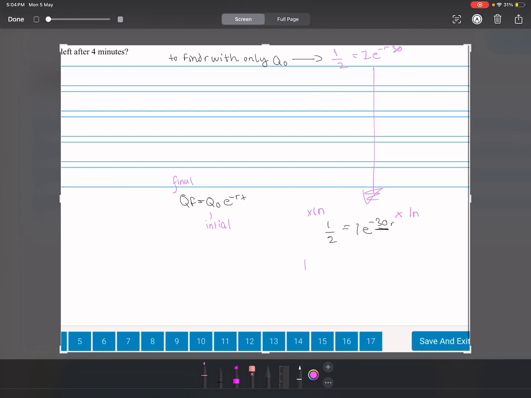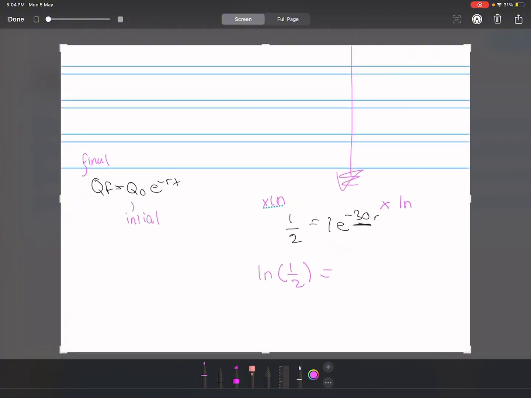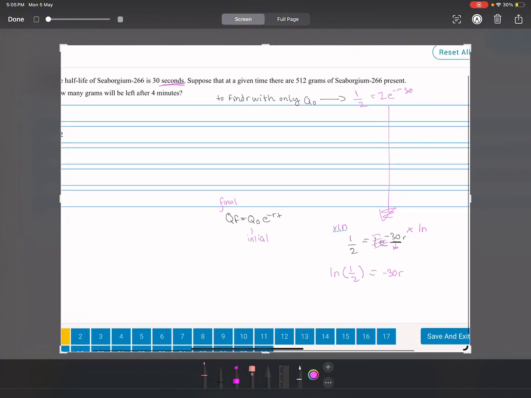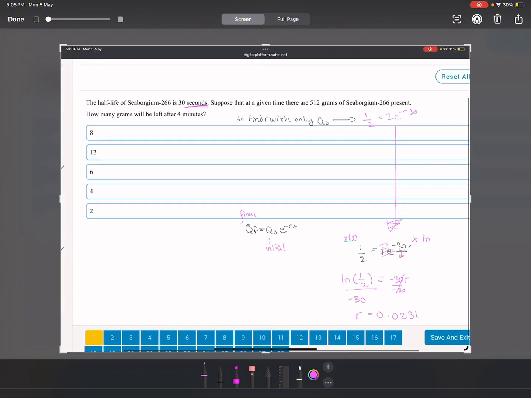So this is going to be ln 1 over 2 equals. ln brings down the power, but it also crosses out e. So you get minus 30r. Now we need to solve for r, so we divide by minus 30. You get r to be 0.0231. Careful, this is not the answer.